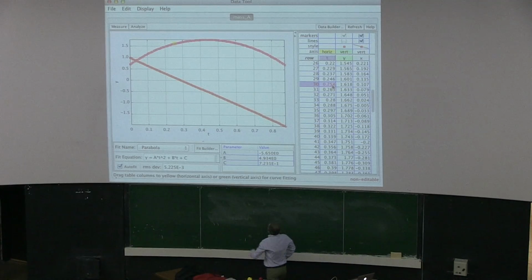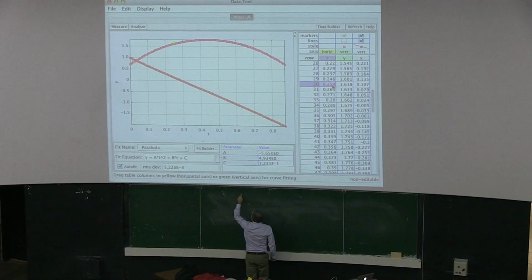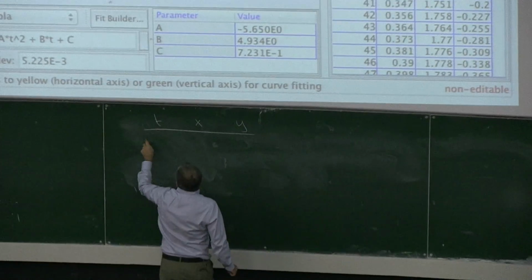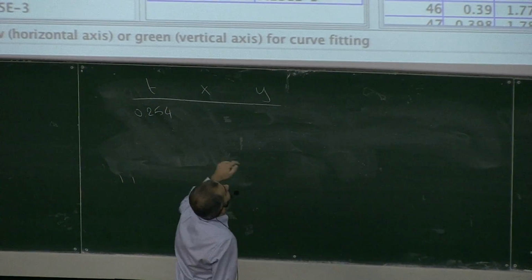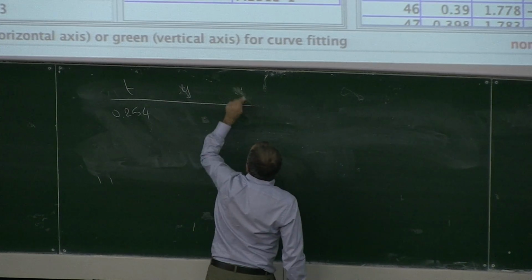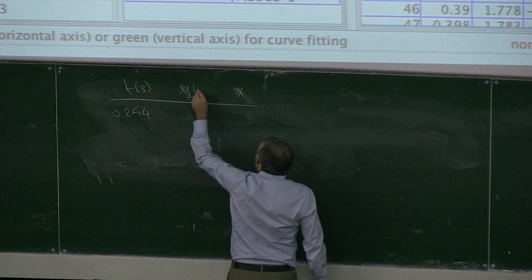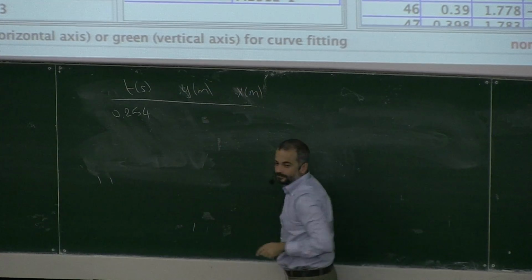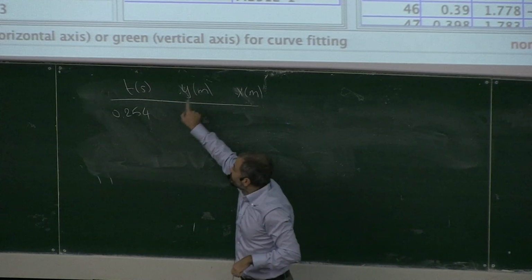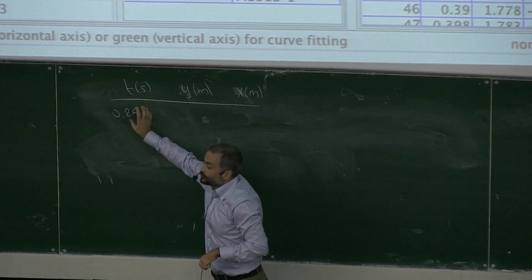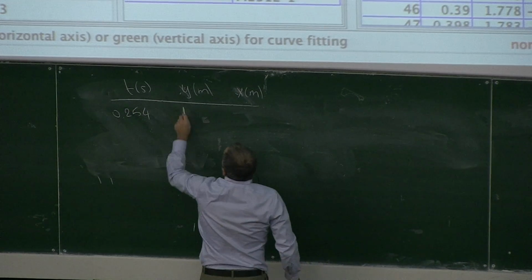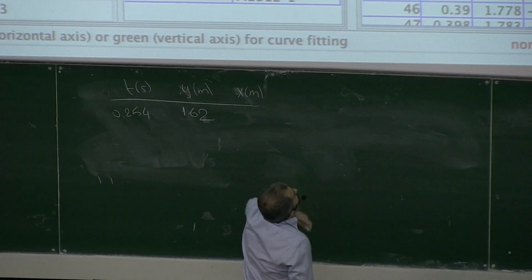So t, x, y. At t equal to 0.25, the y coordinate is 1.62. t in terms of seconds, y in terms of meters, x in terms of meters. Now I had already said that whatever I write here has the unit meter or whatever I write here has the unit seconds, so I don't need to write it down at each row. Now, y is 1.62. The x coordinate is 0.11.